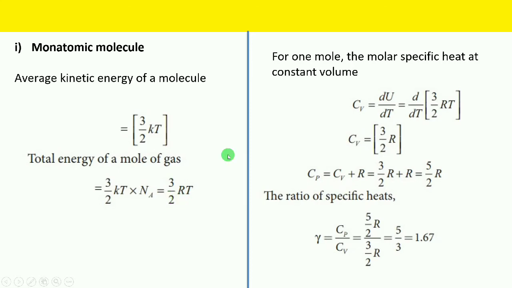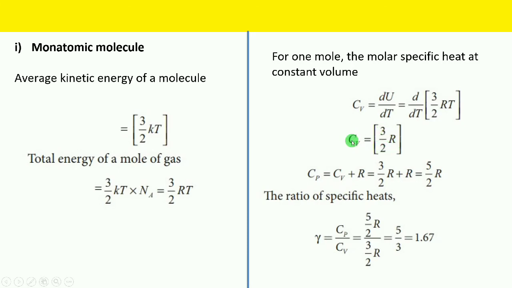As we consider 1 mole of gas, the molar specific heat at constant volume, Cv, is du by dT, and for u, the internal energy, we put the value 3 by 2 RT. So d by dT of 3 by 2 RT. The 3 by 2 R is constant, and you take the derivative only of T, the variable. So d by dT of T is dT upon dT, which cancels, and we only get 3 by 2 R.